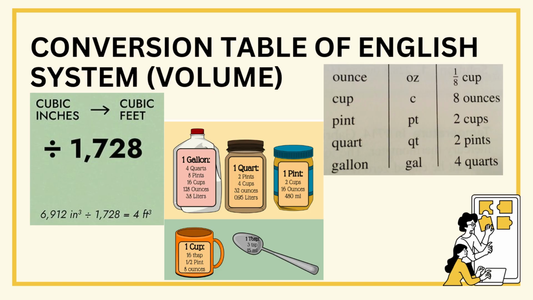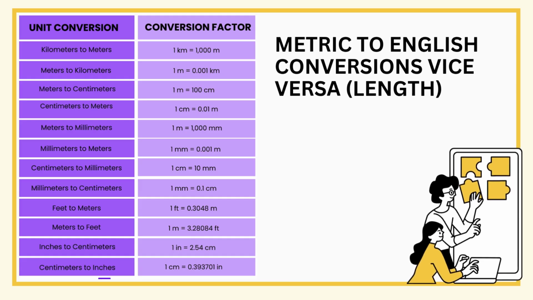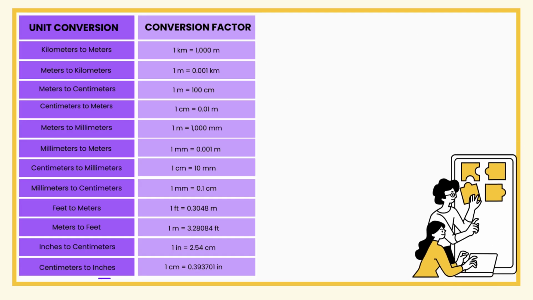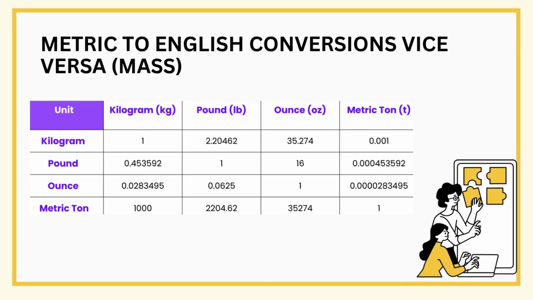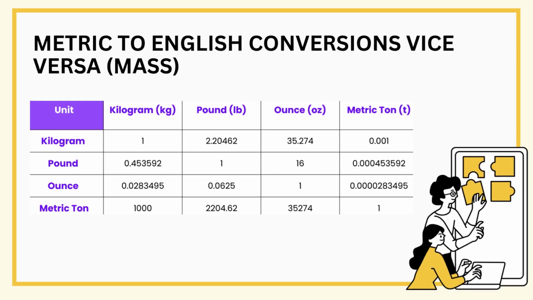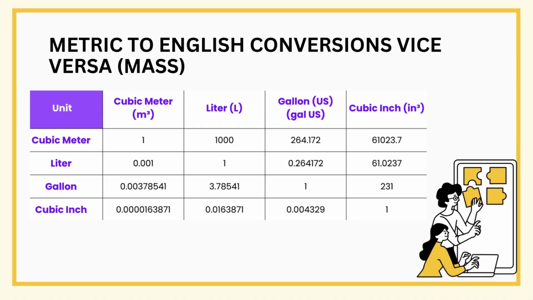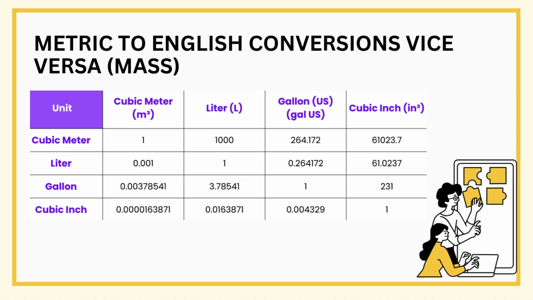Given these tables and diagrams for the conversion of English system in volume. Given this table for your reference of conversion factors of length in metric to English units. Given this table for your reference of conversion factors of mass in metric to English units. Given this table for your reference of conversion factors of volume in metric to English units.